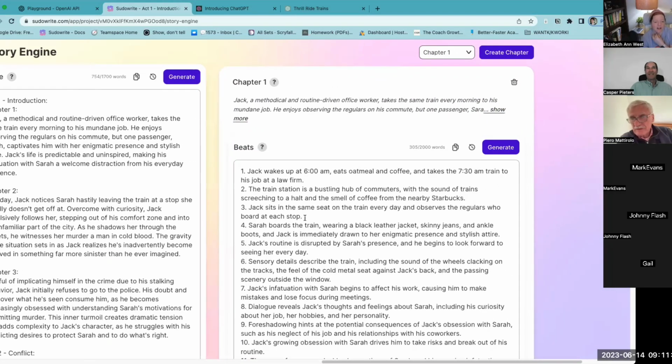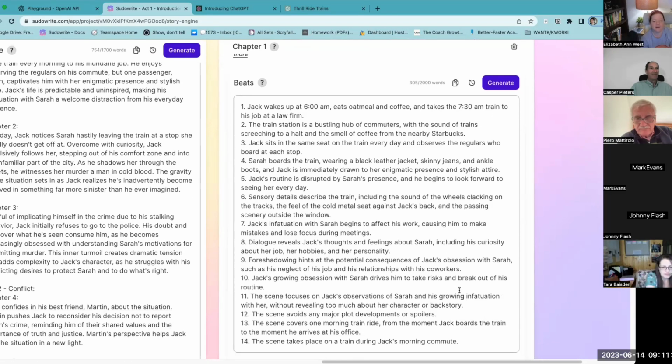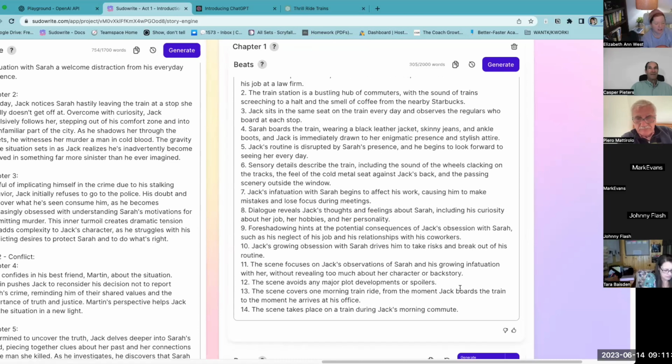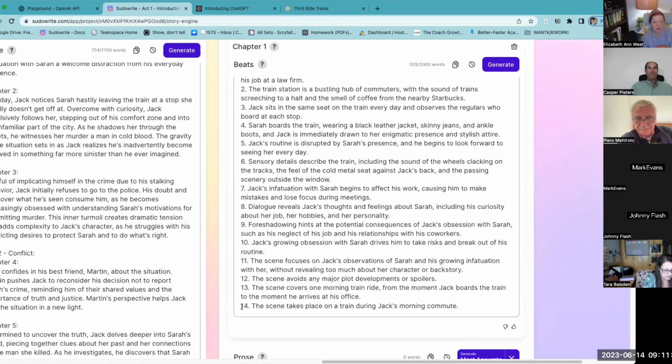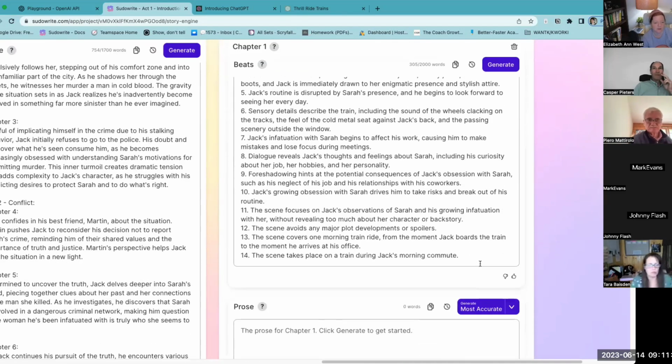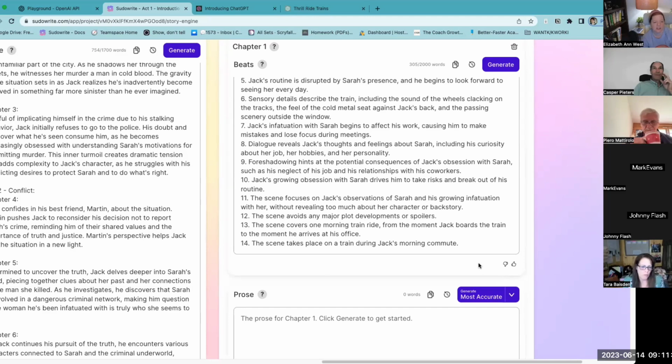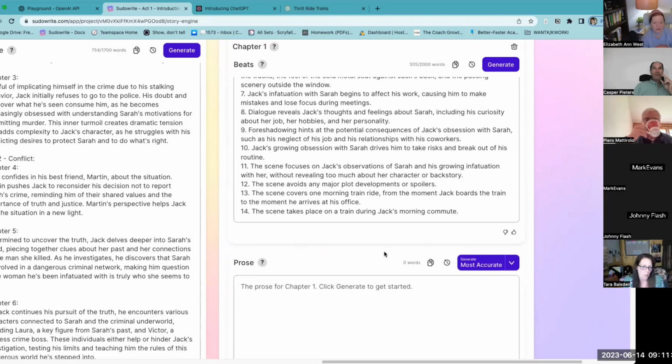But you can see right here, observes the regular, Sarah boards the train. This is very different than what we had before in terms of beats. And you'll see this time it actually wrote 14 beats. So they're experimenting, it seems, with how many beats it's creating, because it's weird that it created 14 beats. It's usually hard coded to just do 12.